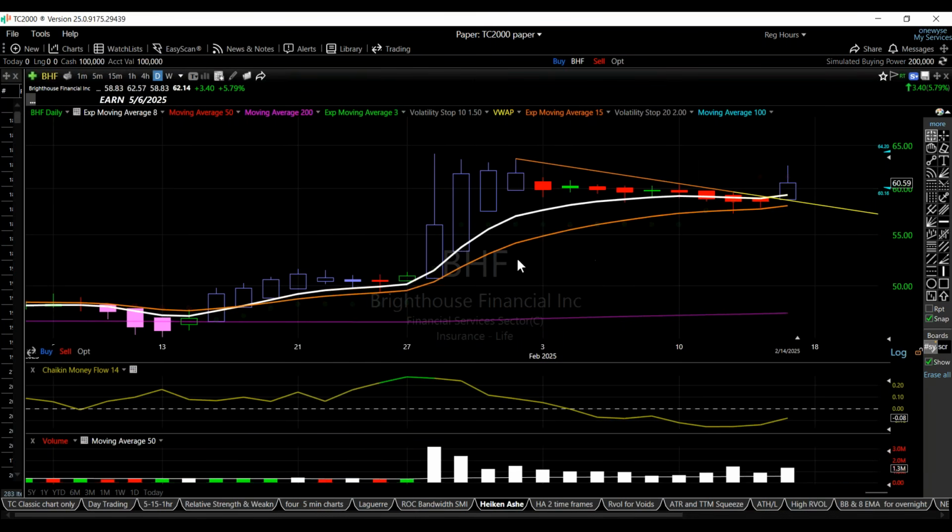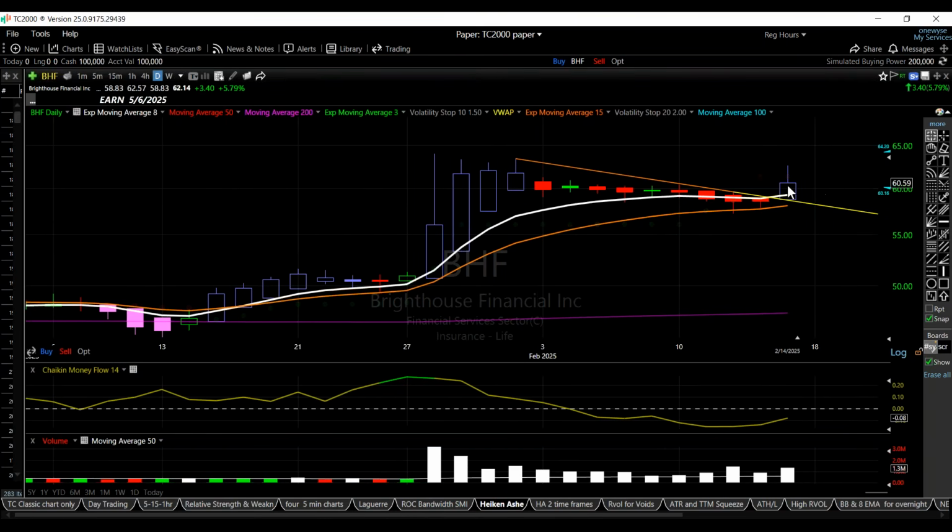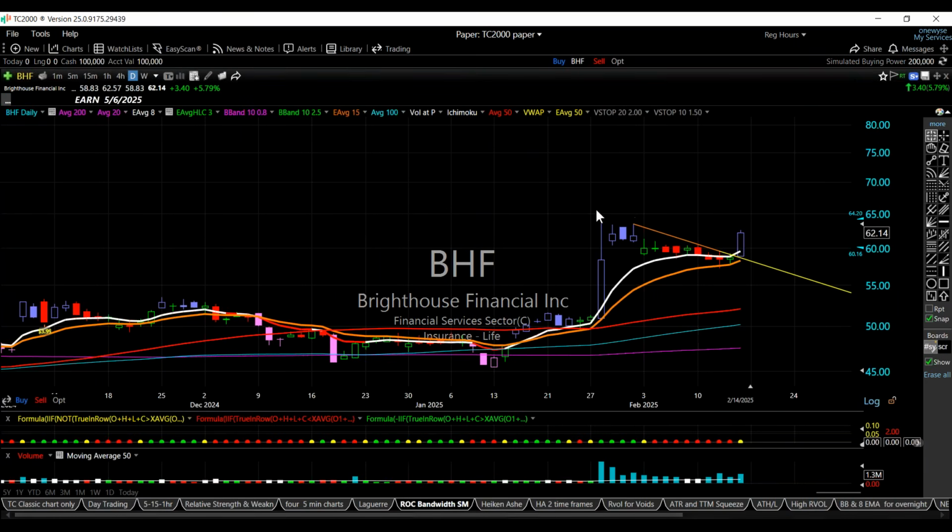All right, so here's a Fibonacci reversal. We're getting a Fibonacci reversal Friday, right? Beautiful candlestick here. Big, big volume in this thing. This is all massive amounts of volume as it comes in here. So is this a good long setup? Yes, it's a great long setup on BHF.